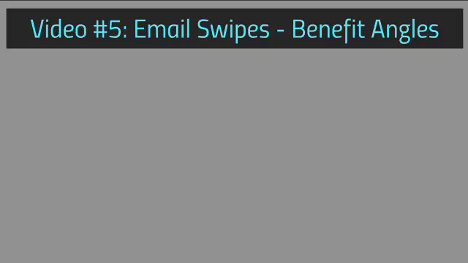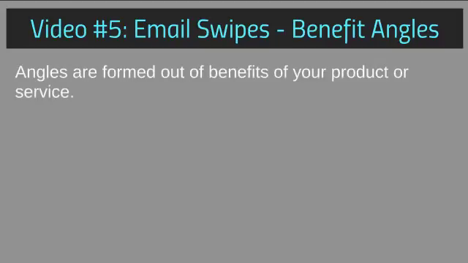So if you can answer this in many different ways, you can look at your product or service and see what the benefits are to them actually buying it. Does it solve a pain? Does it save time? Does it save money? And things like that. So I'll give you some ideas on different benefit angles that you can apply to your email course. As I stated, angles are formed out of the benefits of your product or service.